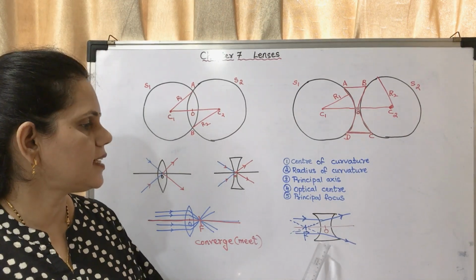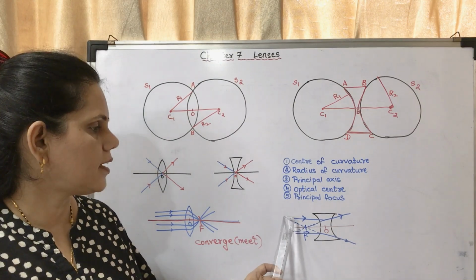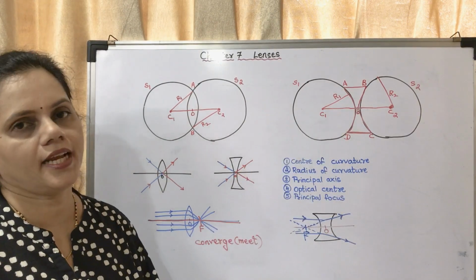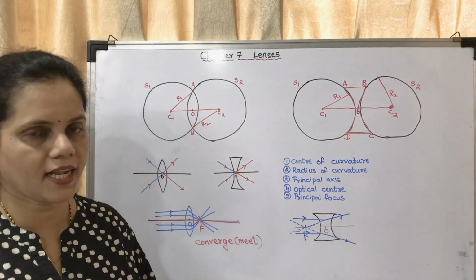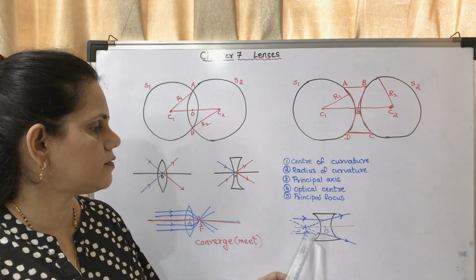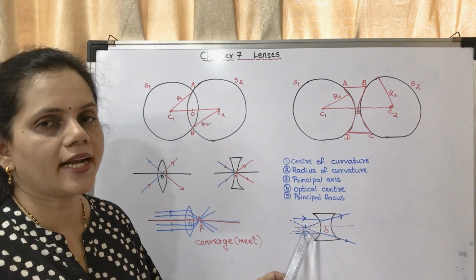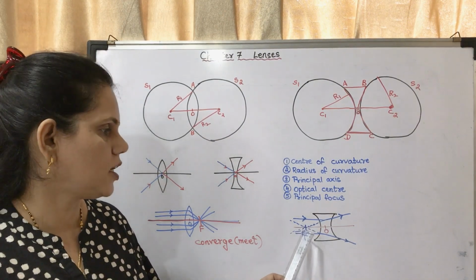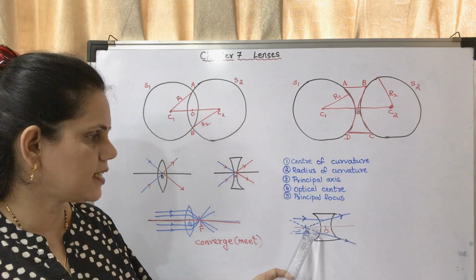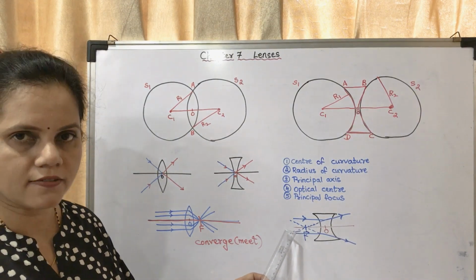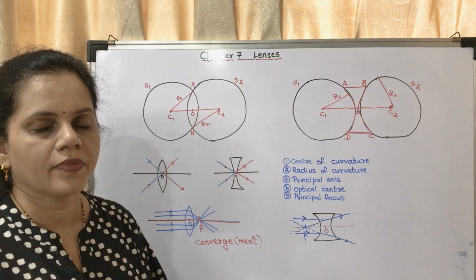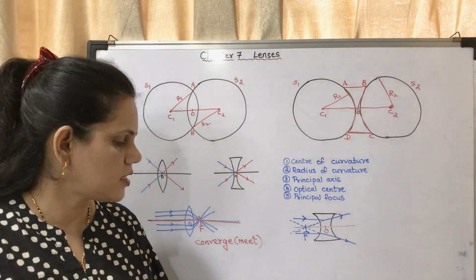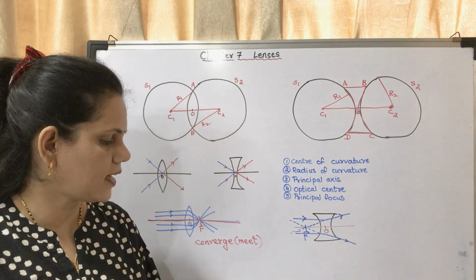Okay. Whereas in the case of a concave lens, the light ray falling on the surface gets refracted away from the lens. Okay, it goes away from the lens. That point from where they appear to diverge. Okay, appear to diverge. If you extend these dotted lines backwards, you will get a point here. That is said to be the principal focus of concave lens. So what is the principal focus of concave lens?